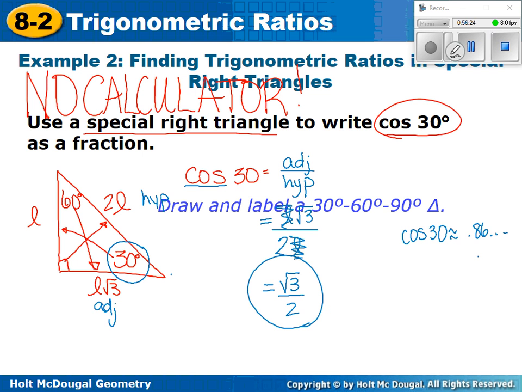Can't get it to work. What's the next one say to find? Tangent of 45 degrees.